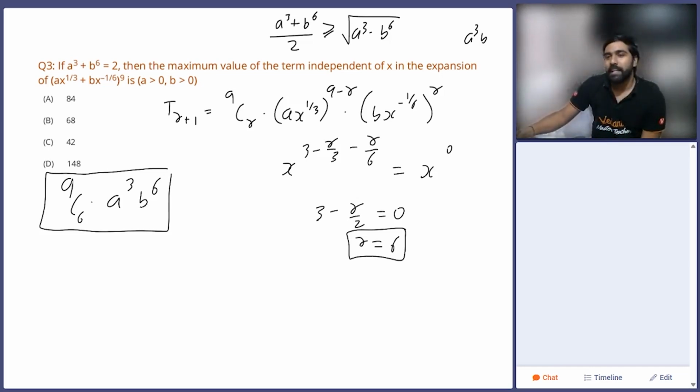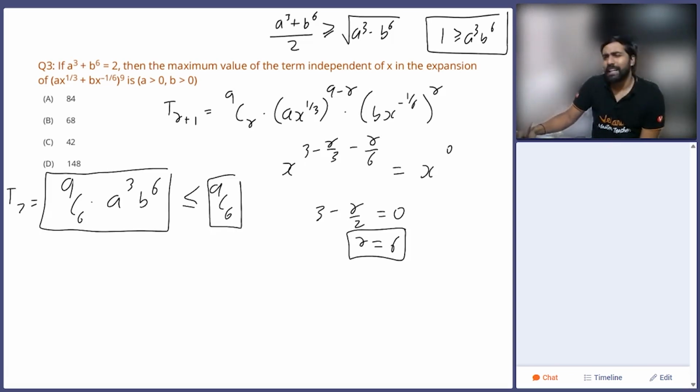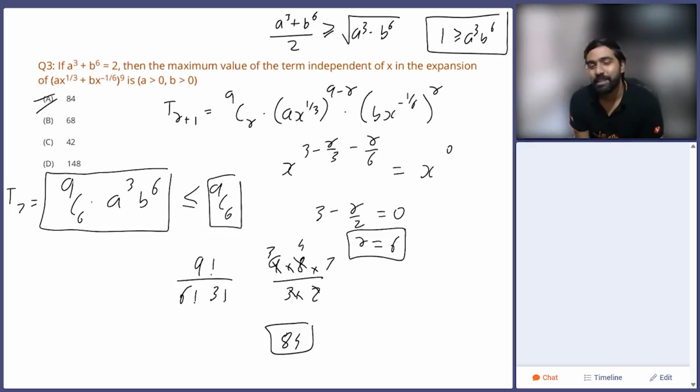So I can say that a cube into b power 6 is always going to be less than or equal to 1. That means the entire term which we are looking for, the T7th term, which is our independent term, will be less than or equal to 9C6. And what is 9C6 equal to? This is nothing but 9 factorial upon 6 factorial, 3 factorial. So 9, 8, 7 divided by 6 factorial, we cancel out, 3, 2. So that's 3, and there's a 4 over here. 12, 7s are 84. That's option A.